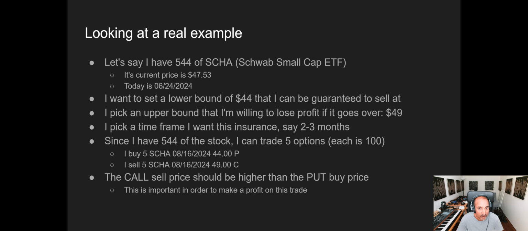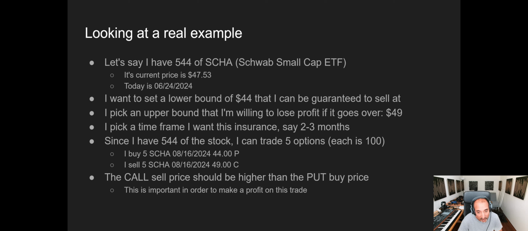Now let's look at a real example. Let's say I have 544 shares of SCHA, which is the Schwab Small Cap ETF. Its current price is $47.53, and today's date is June 24th. I want to set a lower bound of $44 that I can always be guaranteed to sell at, and I'm going to pick an upper bound that I'm willing to lose profit if it goes over. Let's say in this case I pick $49.